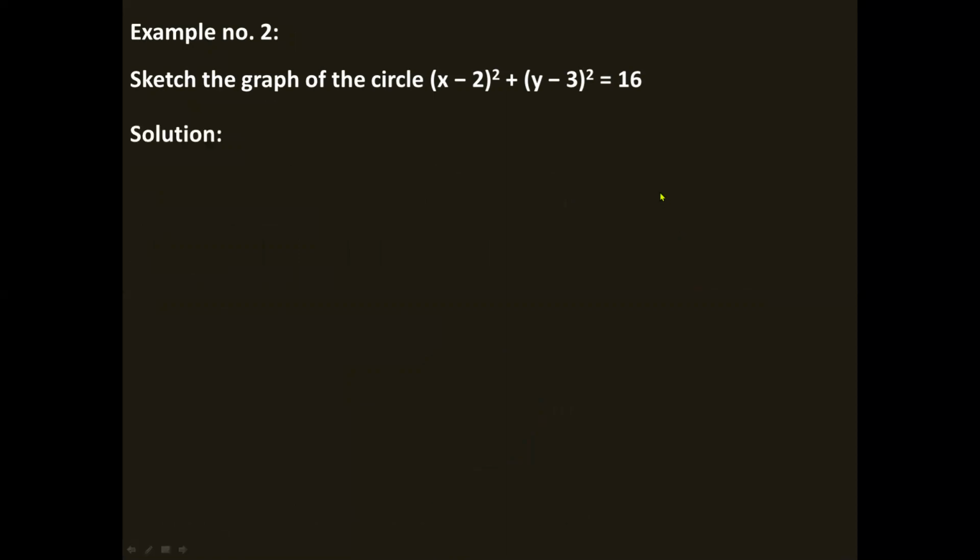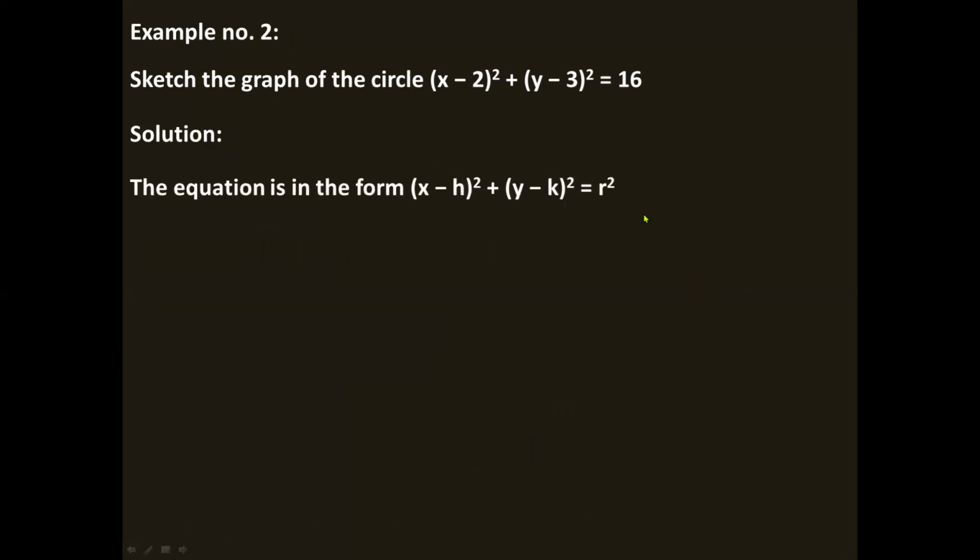Let us now proceed to our example number 2. Sketch the graph of the circle, the square of x minus 2 plus the square of y minus 3 is equal to 16. And for our solution process, ito yung simula ng ating solusyon.